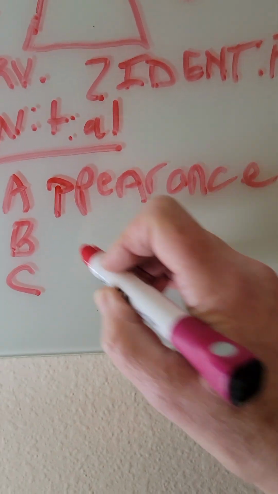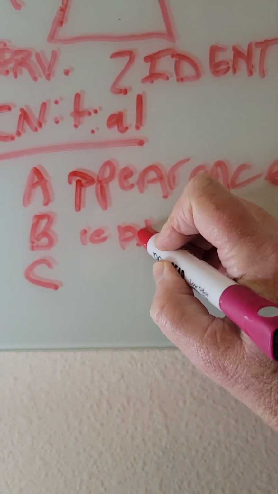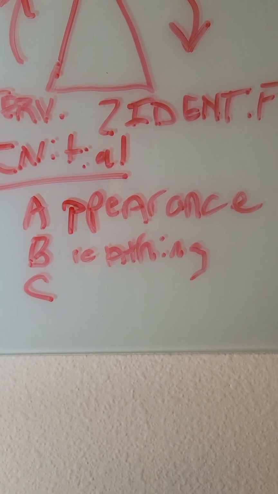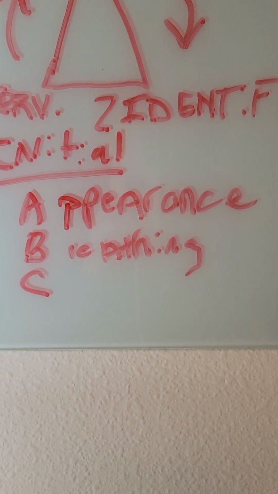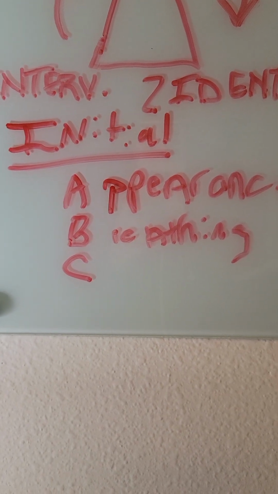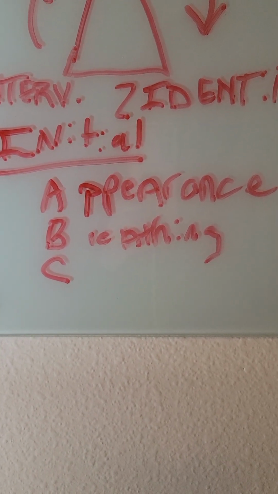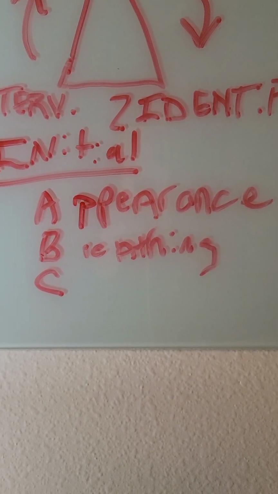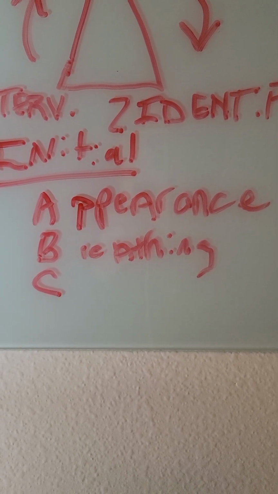So we look at appearance, okay? Then we're going to look at their breathing. What can we see? What can we hear as far as breathing goes? In that breathing, American Heart recommends that we look at, again, are they retracting? What is their respiratory rate? Is it too high? Is it too slow?